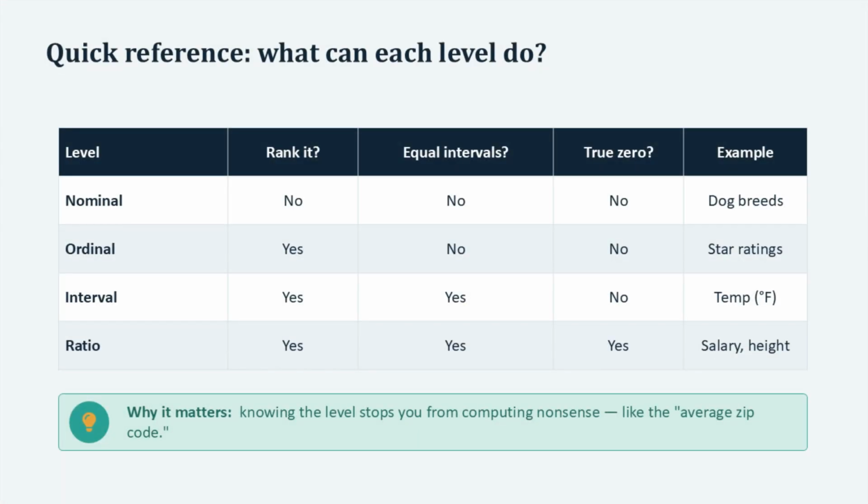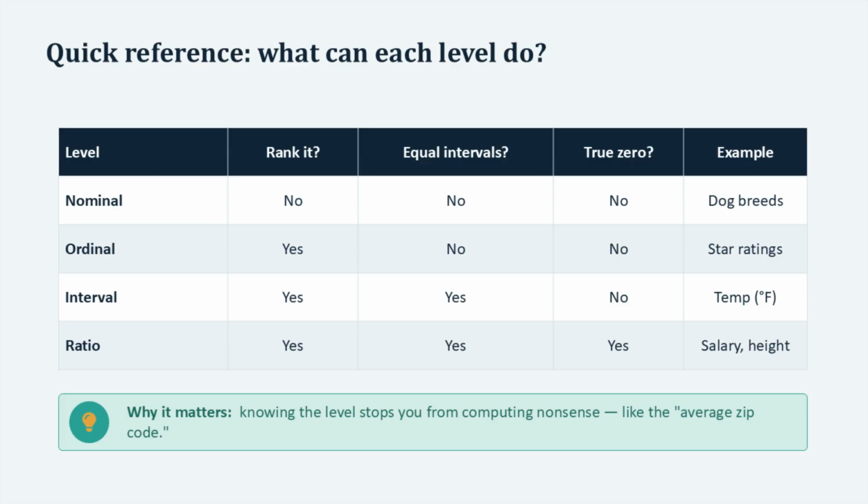Okay, so this slide is basically your cheat sheet. And this is definitely one worth taking a screenshot of, because it sums up that whole ladder in one table. Here's how to use it. To figure out the level of measurement for any data, you can ask yourself 3 questions. And they're the 3 columns you see here. Question 1, can you rank it? Question 2, are the intervals equal? And question 3, is there a true zero? Those 3 questions will usually tell you exactly where the data belongs.